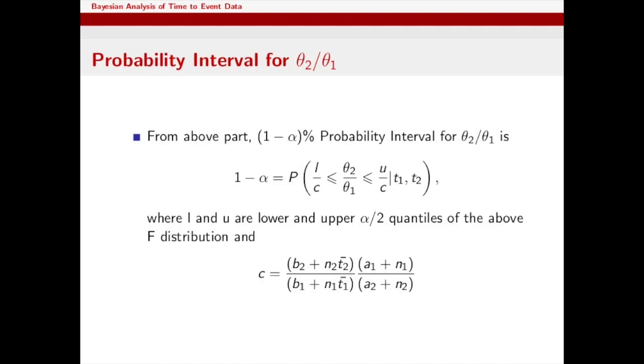The ratio of theta 2 over theta 1 is commonly referred to as the risk ratio. It provides useful information for us, so we want to get a probability interval for it. Using the F distribution definition, if we isolate the ratio theta 2 over theta 1, we end up with this equation right here. We replace all of those nasty parameters that are constant with this C just to make it look nice and less scary. And this is the probability interval for theta 2 over theta 1.